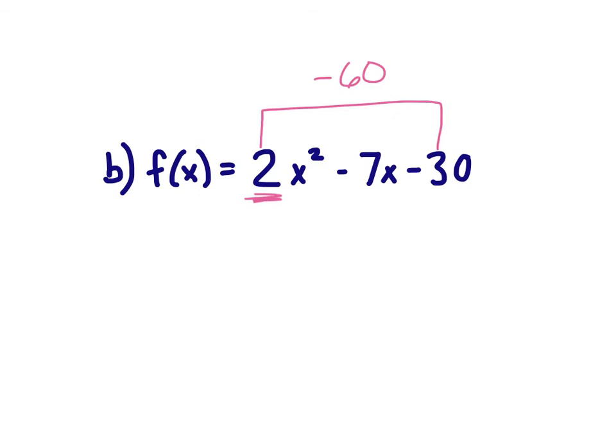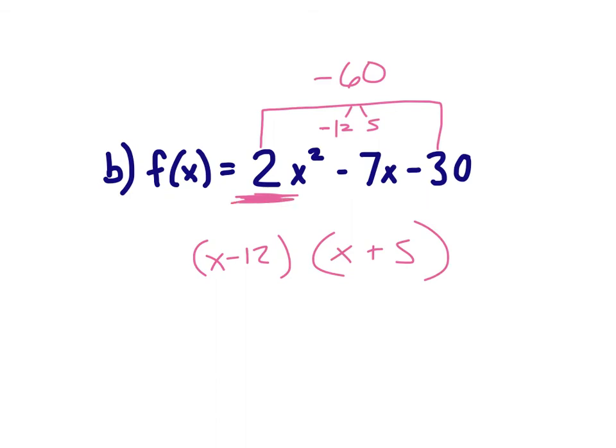Awesome. No, negative 10 and positive 3, when you multiply those two, that would be negative 30. So negative 12 times 5. Awesome, negative 12 times 5. So we have negative 12 and positive 5. So we're going to put those into our parentheses. So we have x minus 12 and x plus 5.